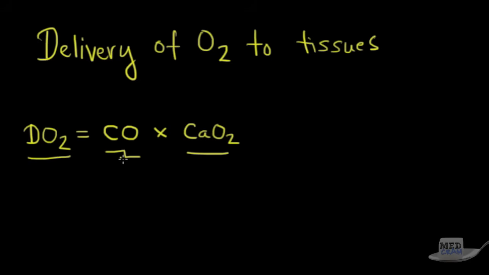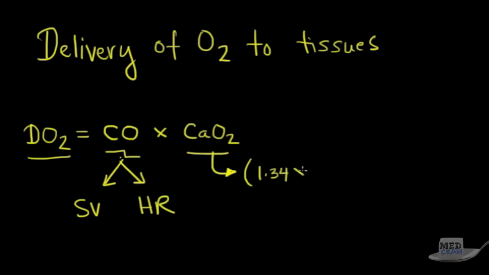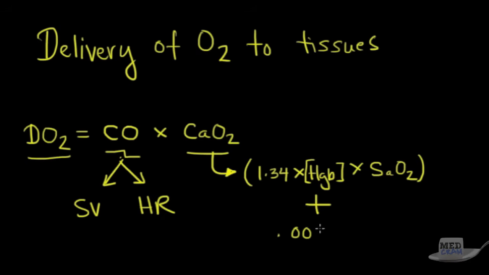The cardiac output, as you know, is really the stroke volume times the heart rate, and the oxygen content of the blood is actually an equation that you should know, which is 1.34, which is a fudge factor basically, times the hemoglobin concentration, times the saturation of that hemoglobin molecule, plus 0.003 times the partial pressure of oxygen in the blood. Now that sounds a little complicated, but let's break this down.